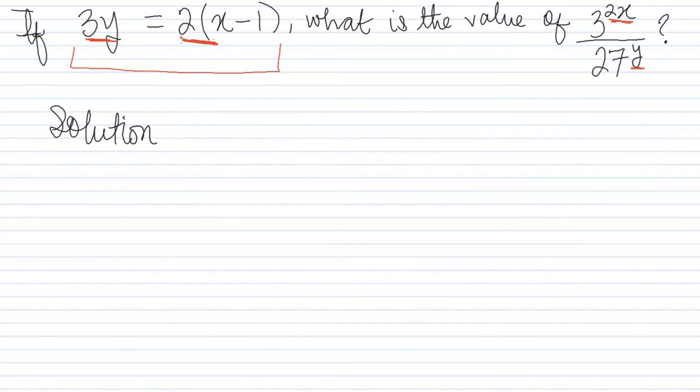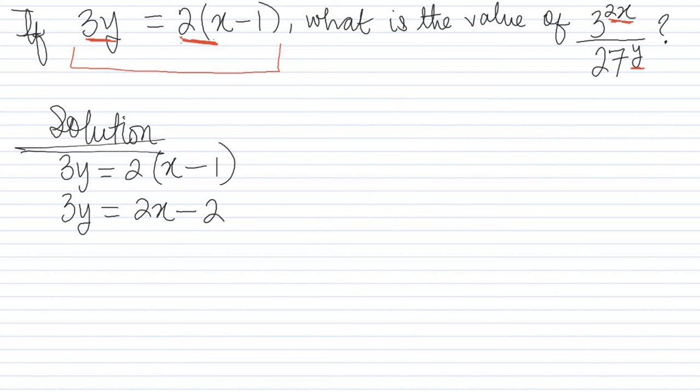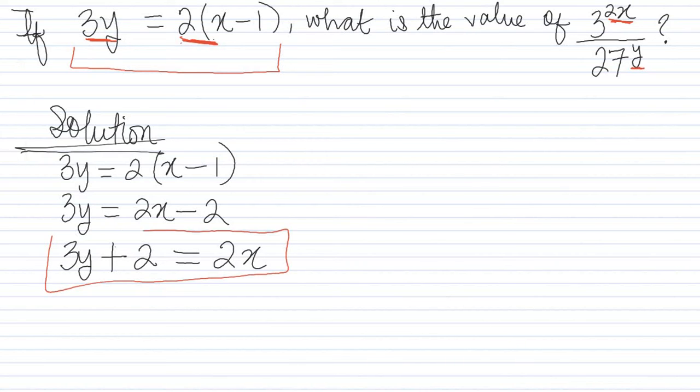So to solve this, we have 3y equals 2 in open bracket x minus 1, which is the same thing as 3y equals 2x minus 2, and we'll have 3y plus 2 equals 2x. Basically, I'm solving in terms of 2x now. So I'm isolating 2x. So we have this information.